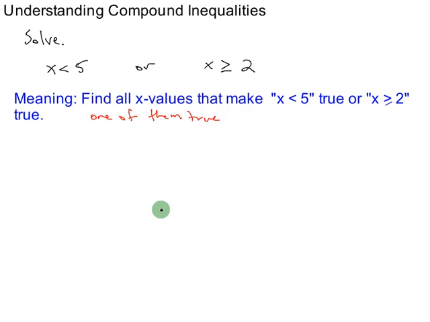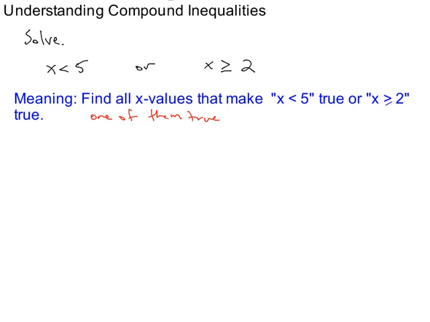For example, 0. If x is 0, would that make this compound inequality true? Well, 0 is less than 5, right? So that would make this statement true. 0 is not greater than or equal to 2, so that would not make this statement true. But 0 does make this or this true, right? It makes one of them true, so 0 will be shaded in our final answer.